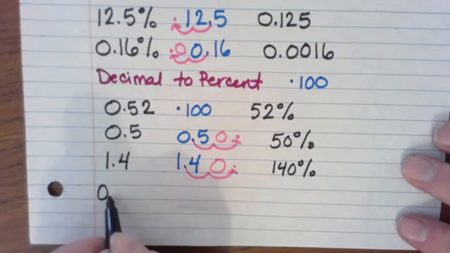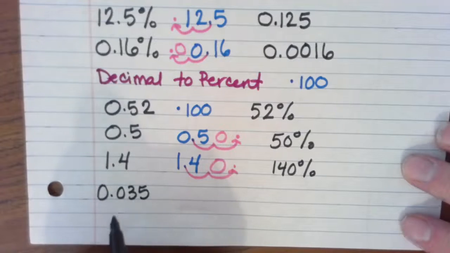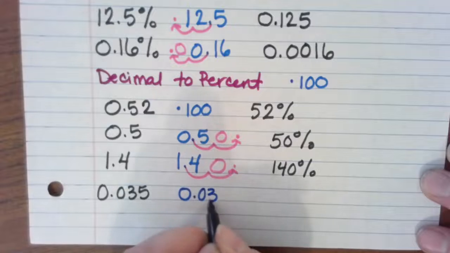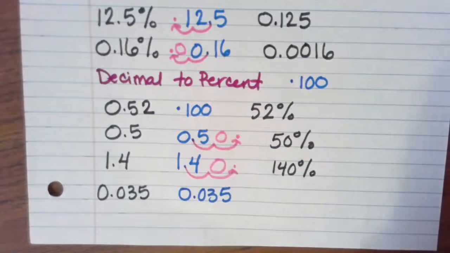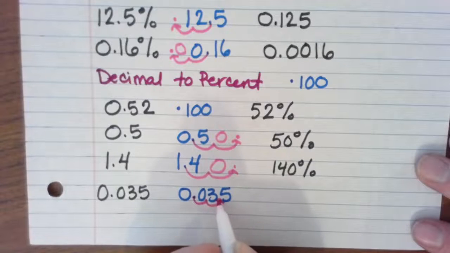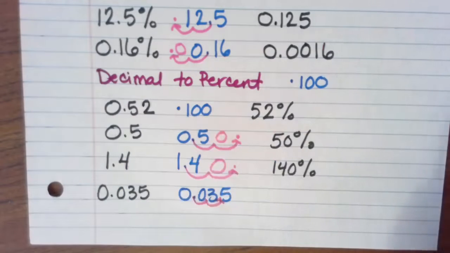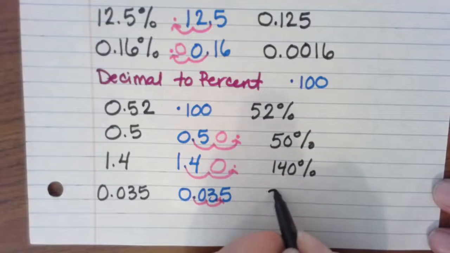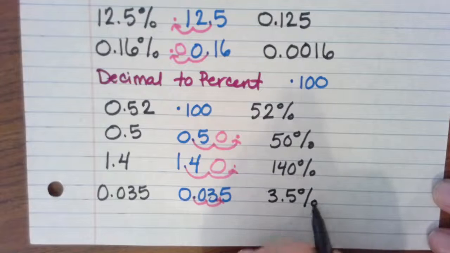One last one, 0.035. So we write 0.035. The decimal always just moves two places. Some people want to put it at the end all the time, but that's not where it's supposed to go. It should go just two spots, so that would be 3.5%.